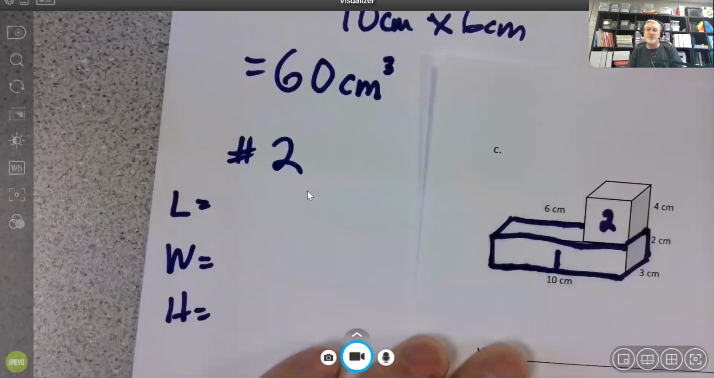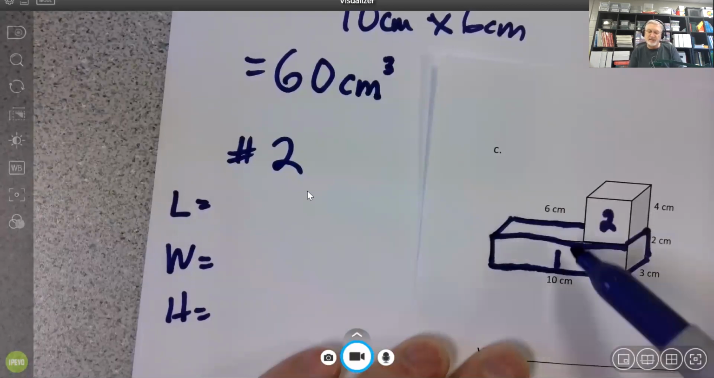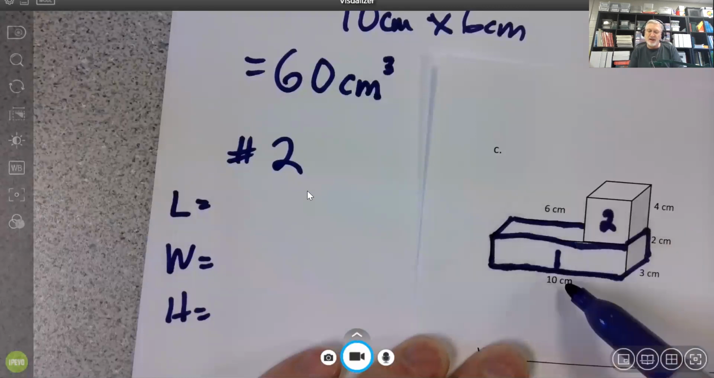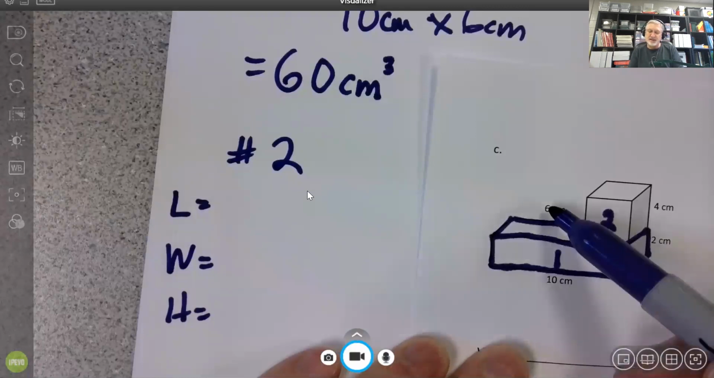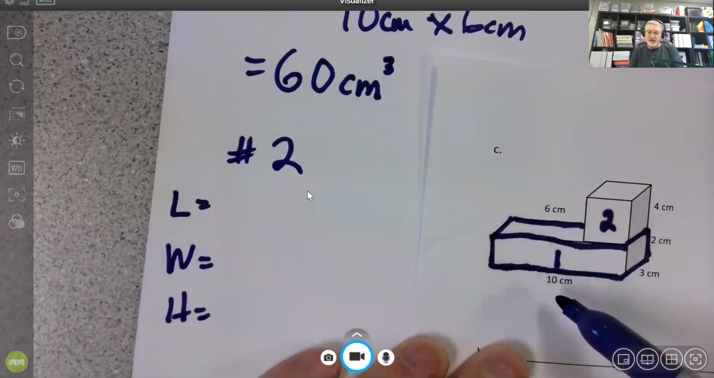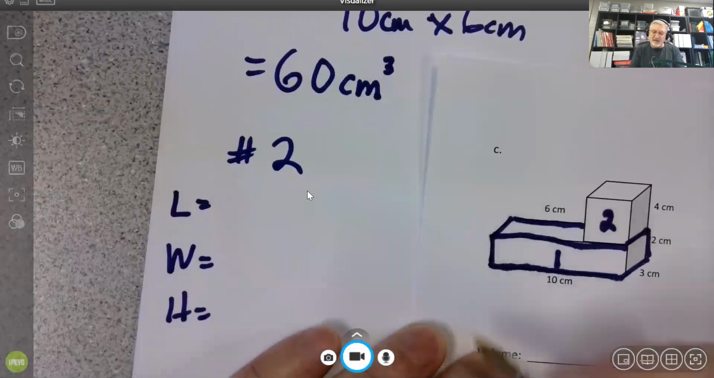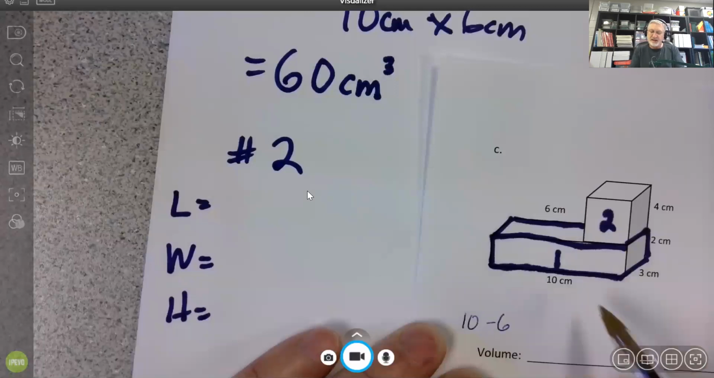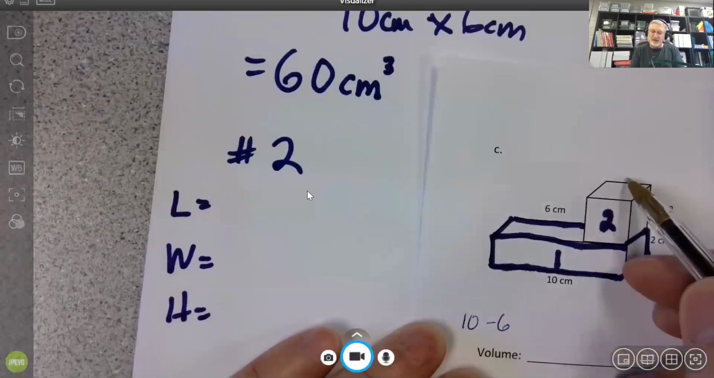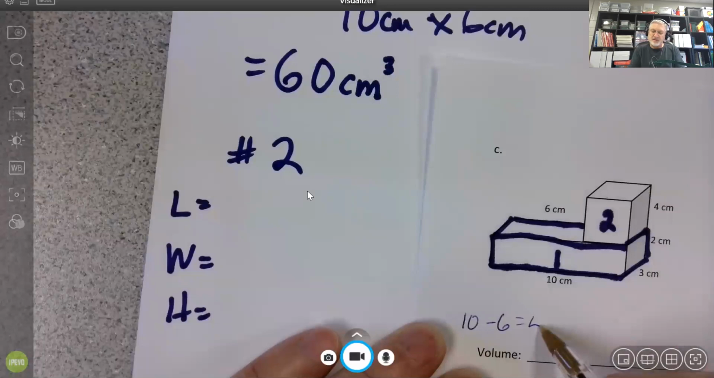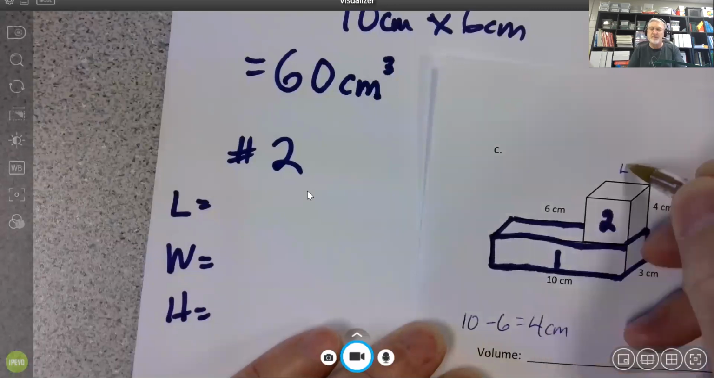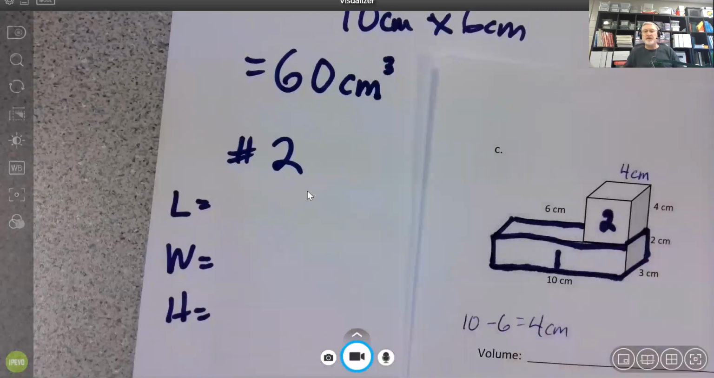Well, I can do one of two ways. I can subtract 6 from 10, or I can add a number plus 6 to equal 10. I'm going to decide to do 10 minus 6, and that's going to give me what the length is. So that'll be 4 centimeters. So this then would be 4 centimeters. Sometimes you have to figure that out because they don't give it to you exactly.